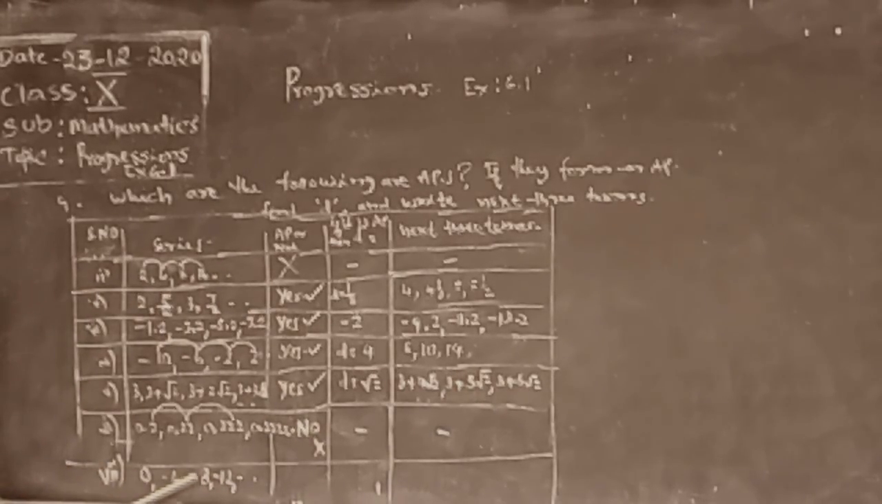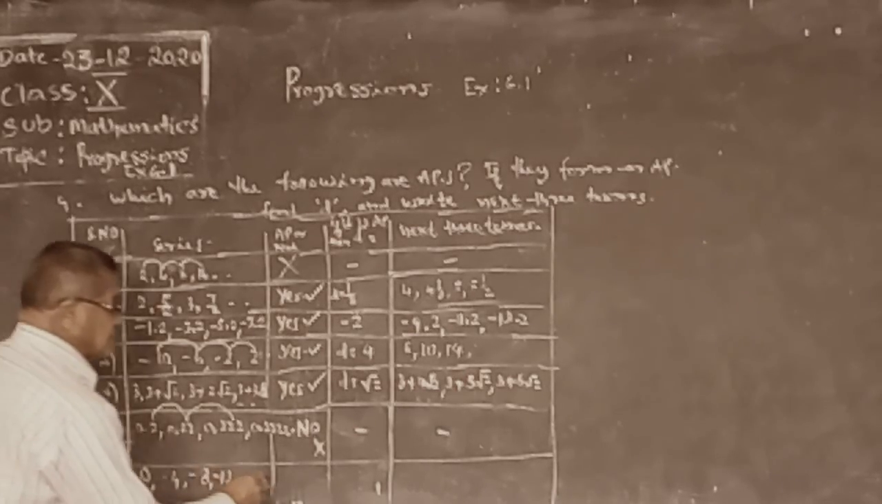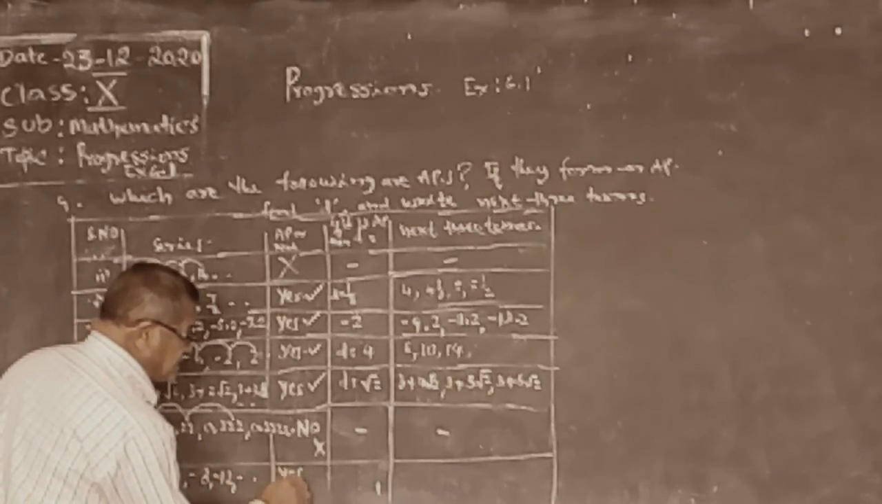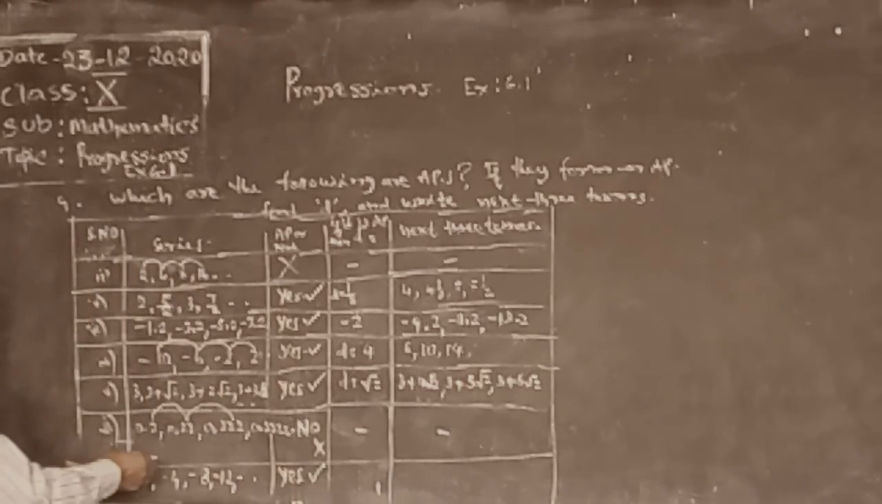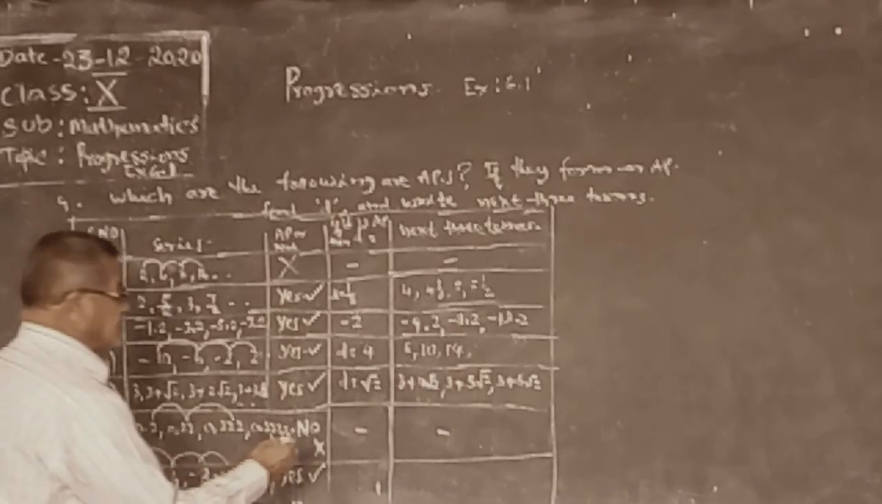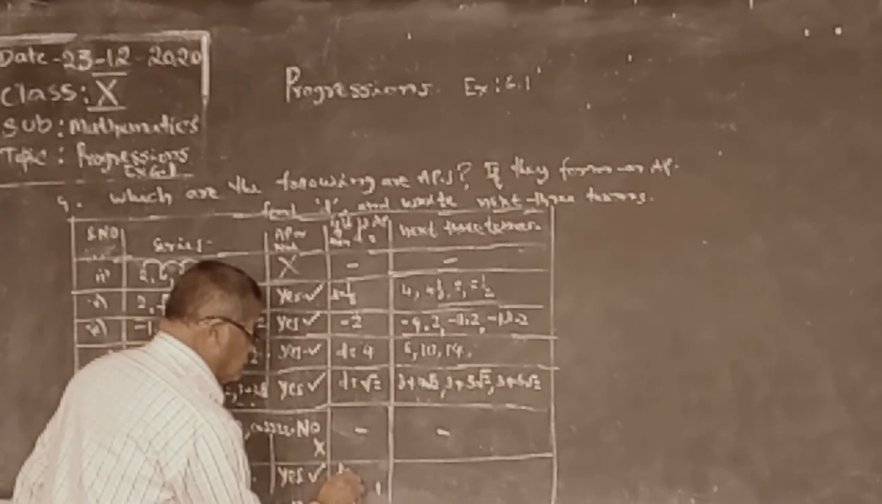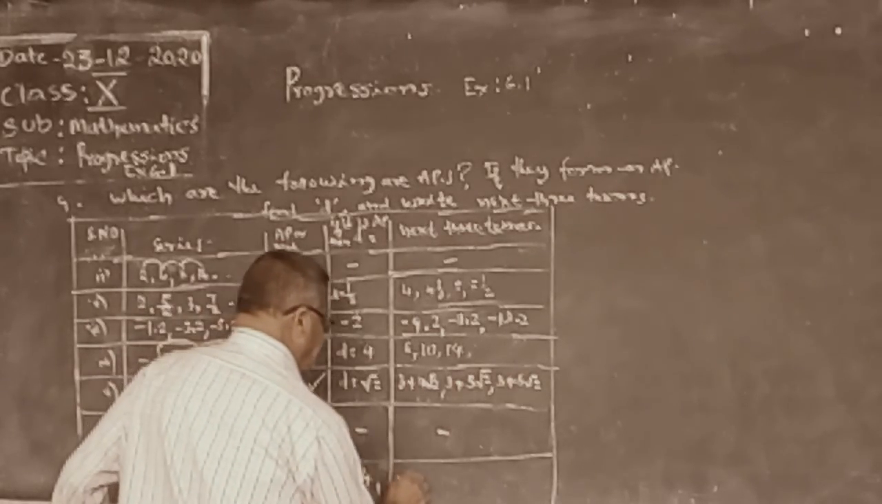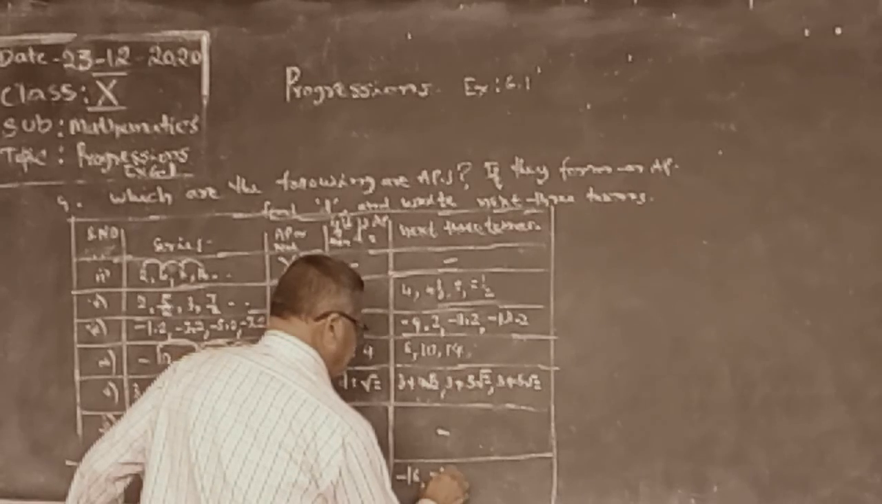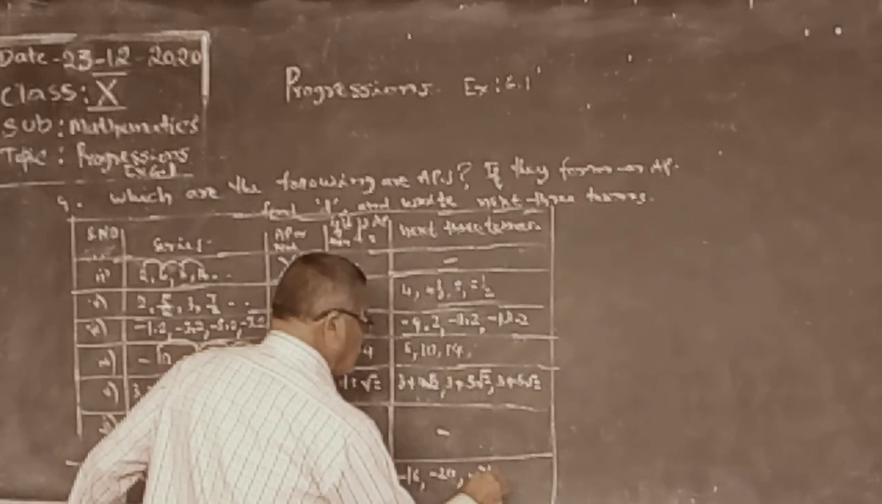0, minus 4, minus 8, minus 12. Here yes, this is yes, because the difference is the same: minus 4, minus 4, minus 4. The difference is minus 4. So go on adding minus 4: minus 16, minus 20, minus 24.